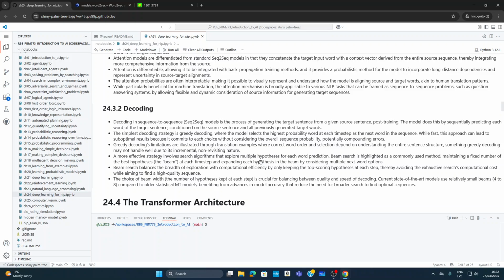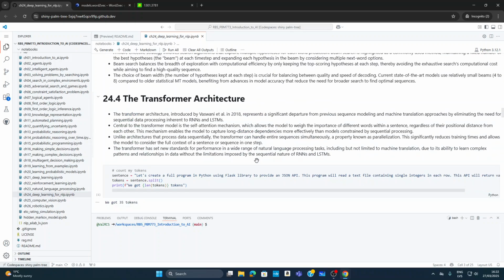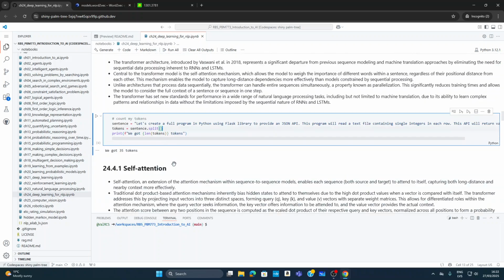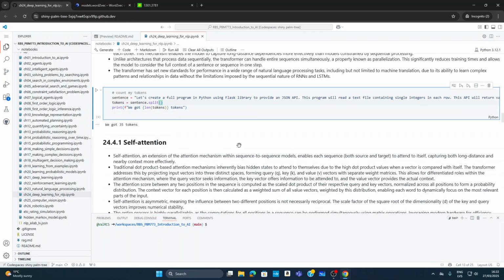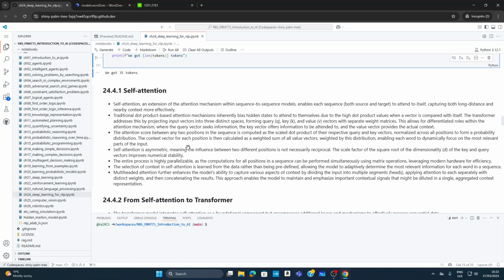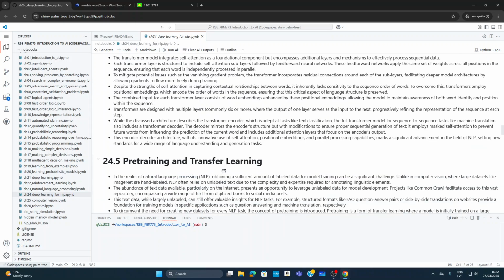These AI bots are really hungry. They try to get more data, cleaner data. So again, we have our tokens. Attention: this transformer model captures both long distance and nearby context more effectively. There's something called an attention score, whether that previous token is actually important to this current token.